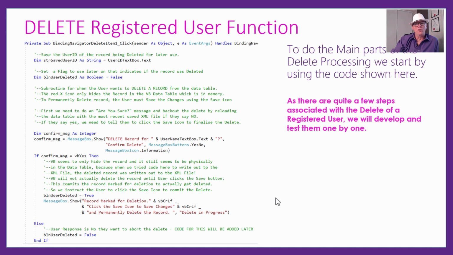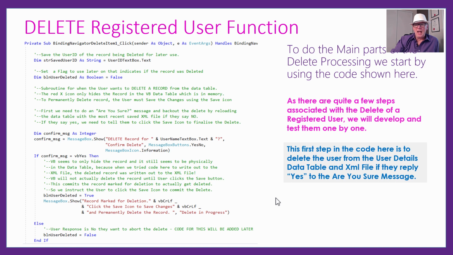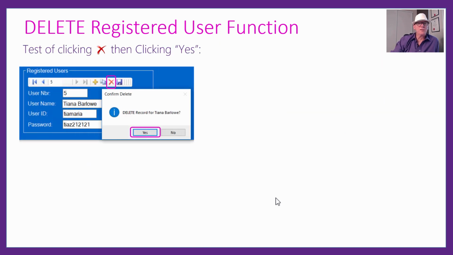There are quite a few steps, so we're going to test them one by one. At the moment, we're just going to test this bit: we click the red X, and if they say yes, we should get that message. So we'll check that out and see how we go. Here we've got Tiana Barlow up here, and there's the red X. We click on that and it's asking us to confirm the delete: delete the record for Tiana Barlow. We're going to say yes.